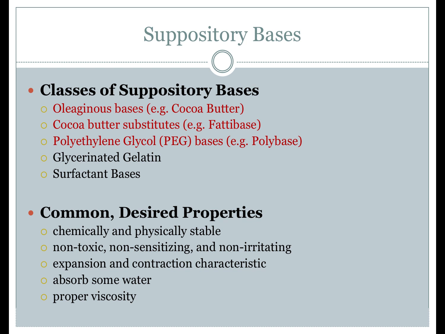They must absorb at least a small amount of water to facilitate the melting or dissolution process. The viscosity of the base, when melted, needs to be relatively low to facilitate easy pouring, and yet still be high enough to suspend or maintain the solid drug within the molten base. In summary, there are a variety of desired properties for a suppository base. Of the 5 types listed here, we will discuss the 3 most commonly used in more detail.